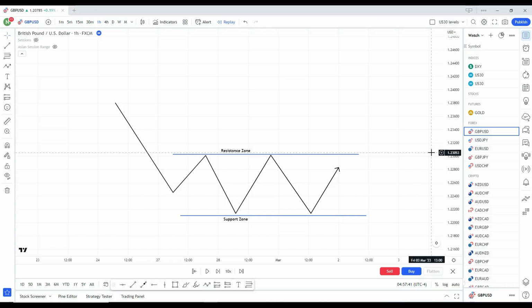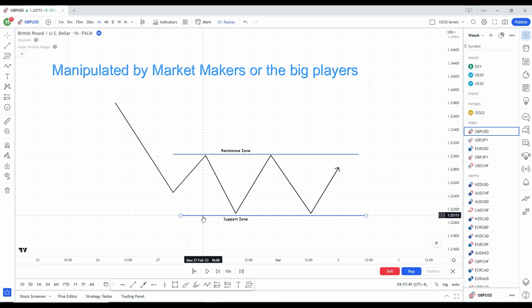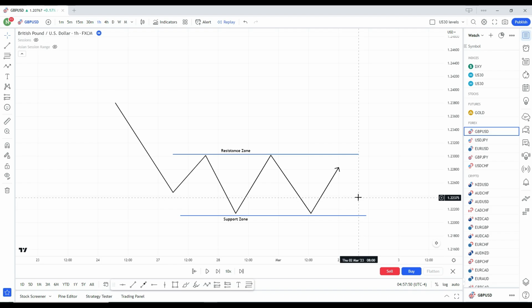In this video, we are looking at the support and resistance zones and how they can be manipulated by the market makers by inducement of liquidity and then liquidity run or stop loss hunting.